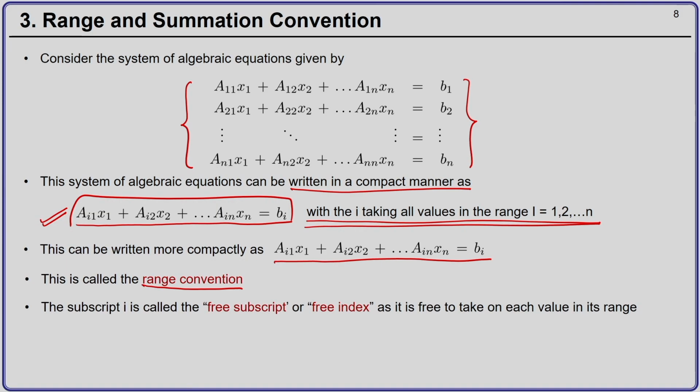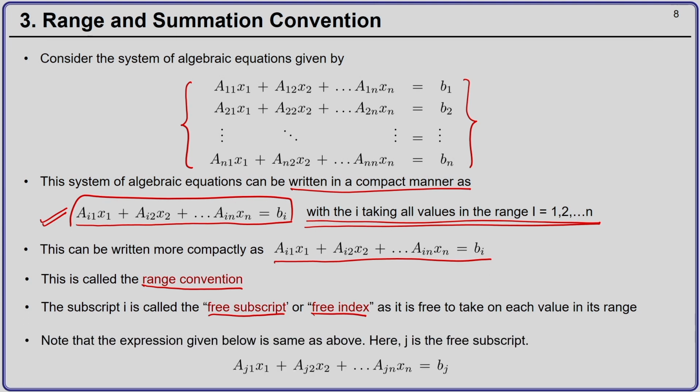This index i is what is called the free subscript or the free index, because it is free to take values in its range 1 to n. Somebody can ask why i, can I use some other index? Very well, you can use another index. For example, if I use j, I can write a j 1 x 1 plus a j 2 x 2 all the way up to b j. The meaning of the expression remains the same.